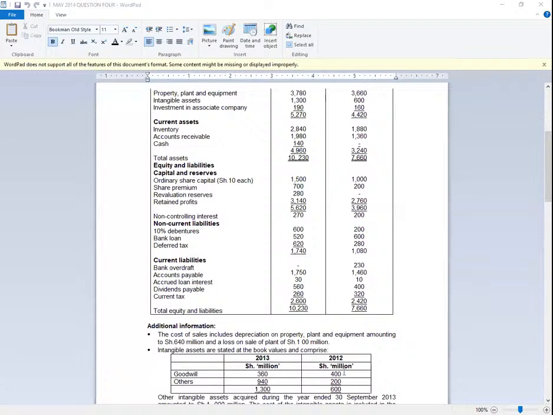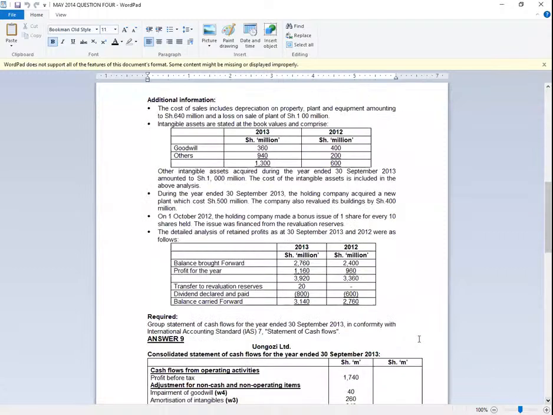You can see we began with an opening of 200. Others, 940. As a bright student of cash flow, when I see the closing being more than the opening, it means that there was an acquisition. So I must look to see what was acquired under other intangible assets. Fortunately, I'm able to see down here that other intangible assets acquired during the year ended 30th September 2013 amounted to 1,000. So then there is no problem.